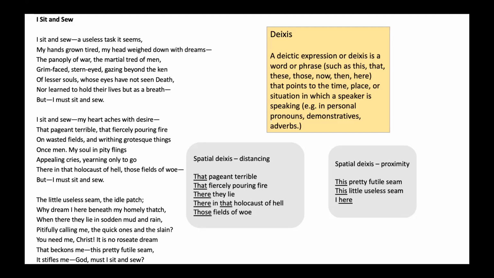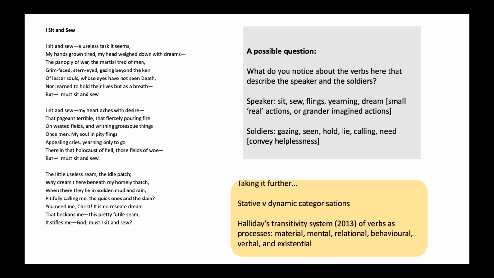So deixis here could provide a really interesting way to help students to identify and discuss some of the ways these meanings are constructed, if they're perhaps not able to get to those immediately without that fine-grained focus on some of the language. You could also look at the verbs.